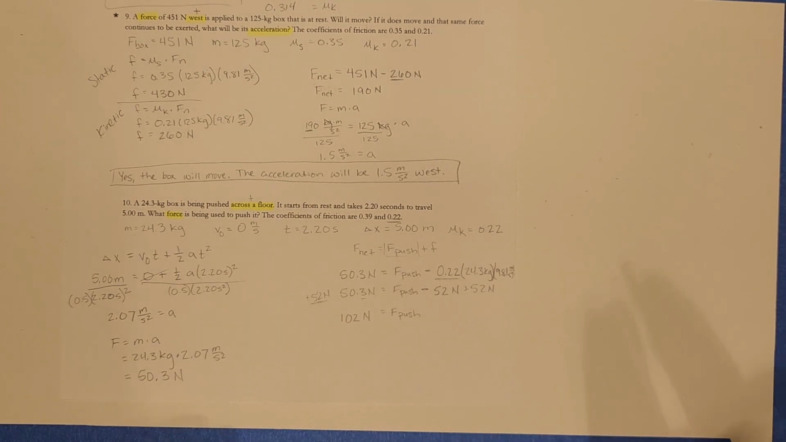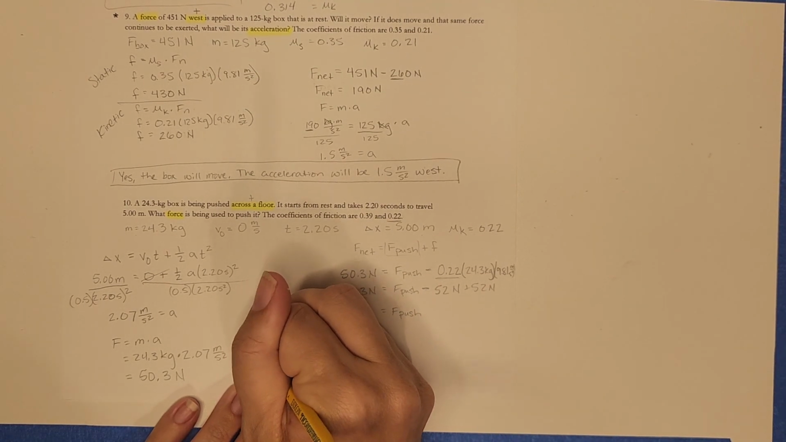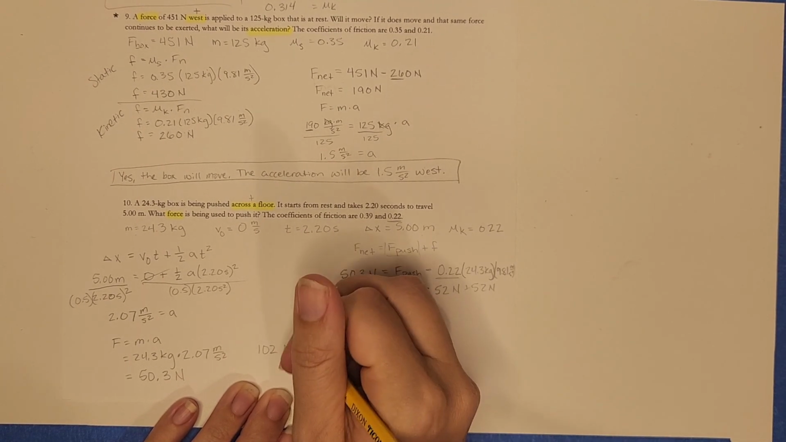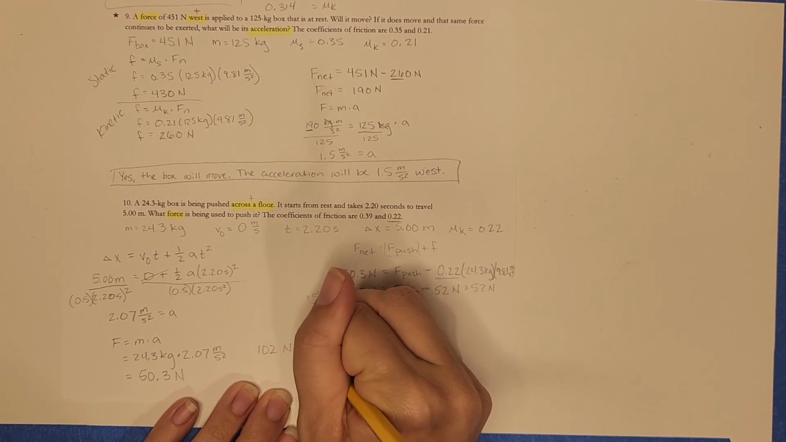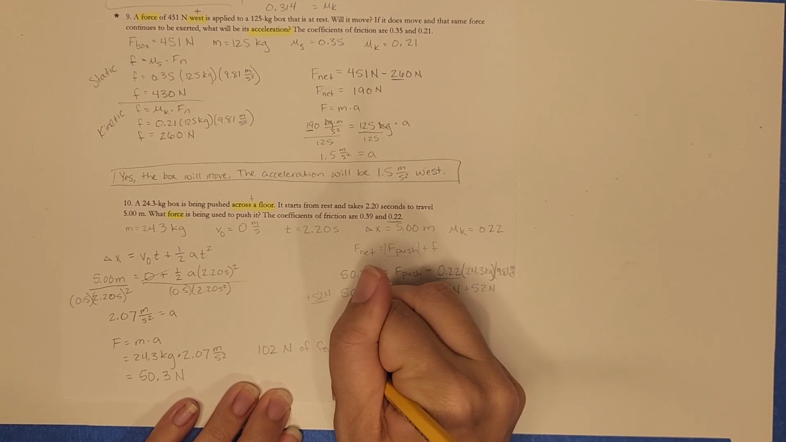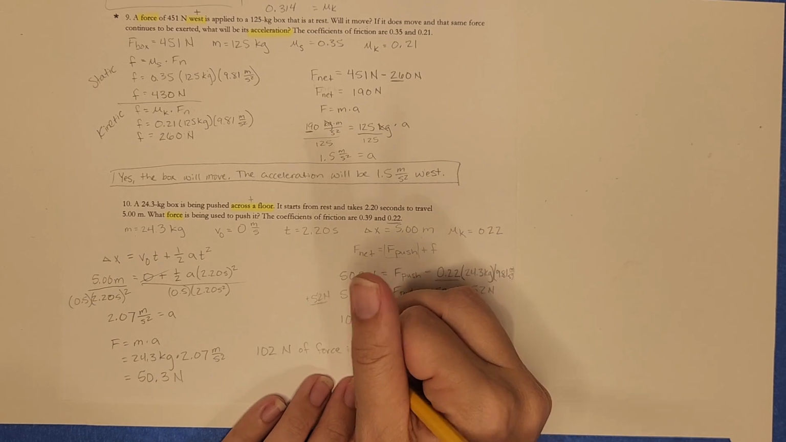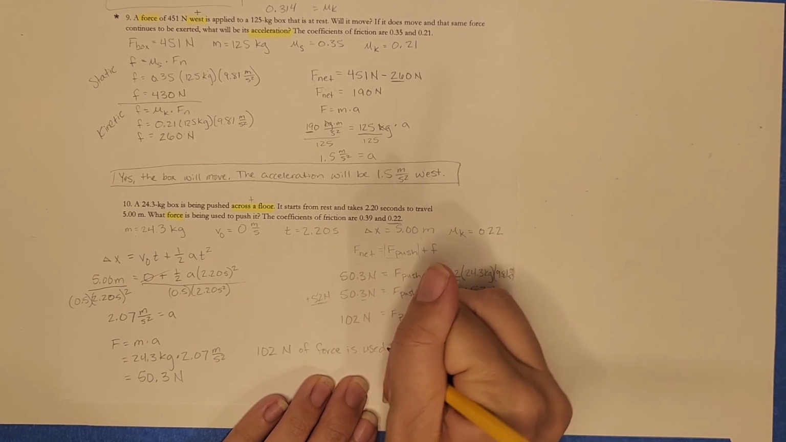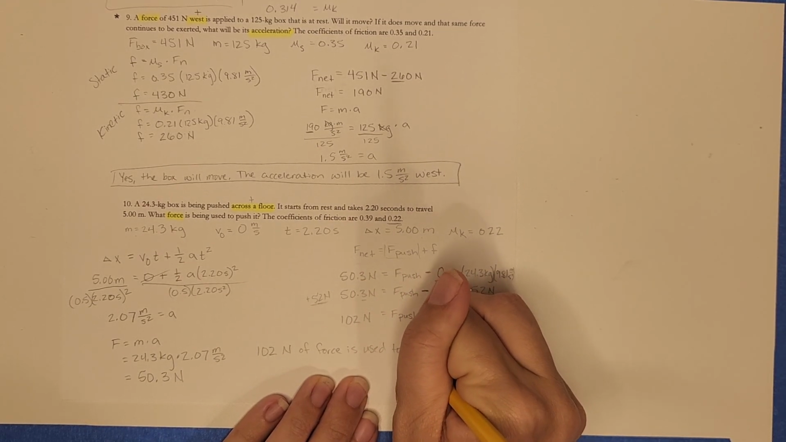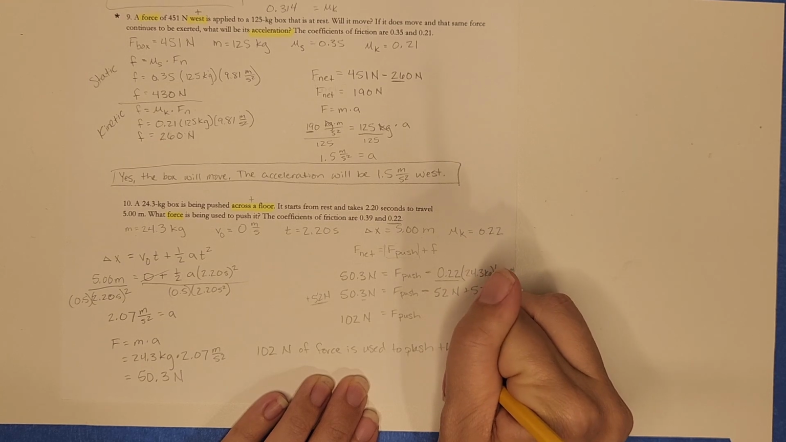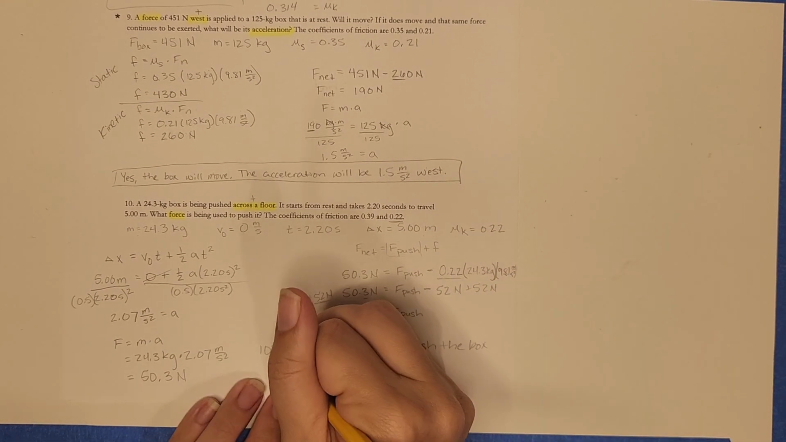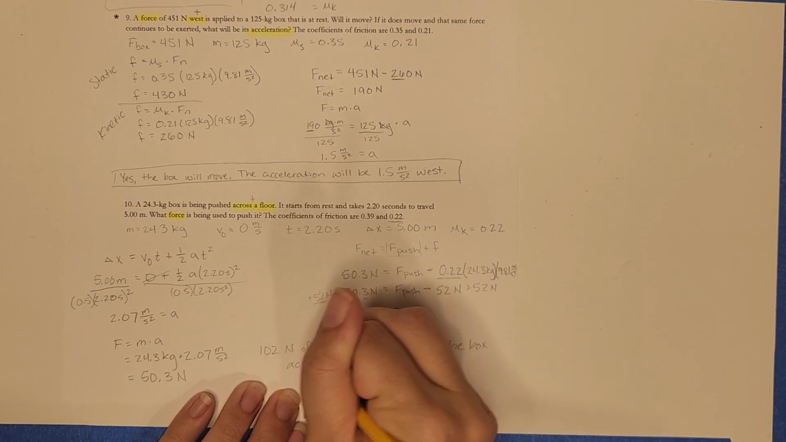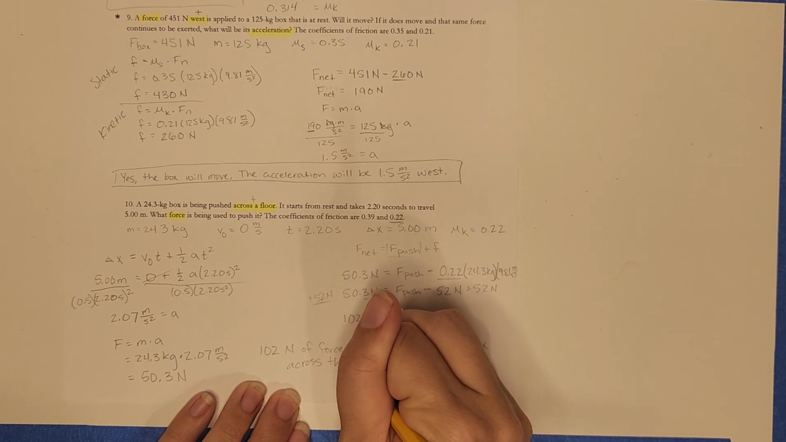Okay, and so my final answer then is 102 newtons of force is used to push the box across the floor.